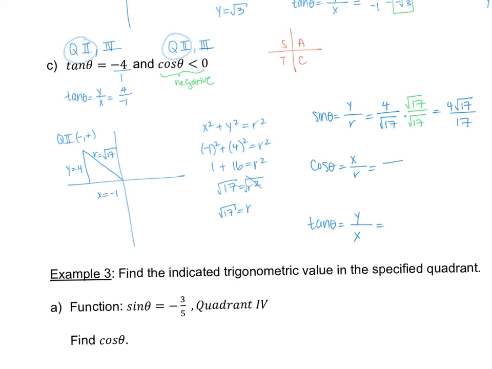For cosine, I would have x first, so negative 1, and then root 17 on bottom. And again, I have to rationalize since I have that root 17 on the bottom. So this gives me negative root 17 on top, and then a 17 on bottom. For tangent, I have y over x, so that's going to be 4 over negative 1, which ends up being negative 4. Kind of a nice answer to see.